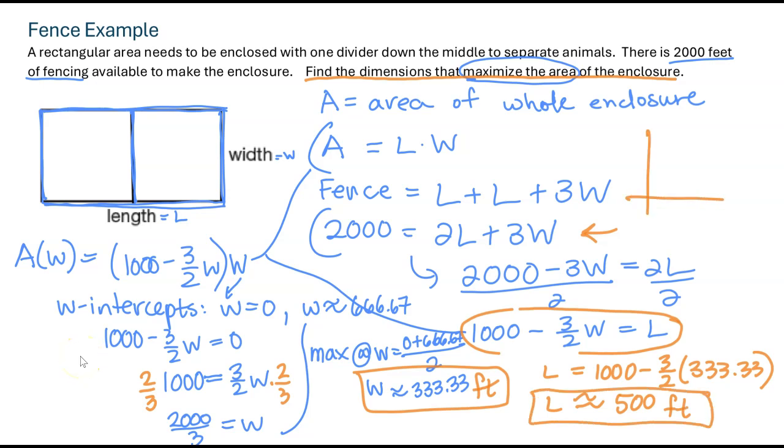Again, what we've done is we've said the graph crosses at 0 and it crosses at 2,000 over 3. So the maximum has to happen at half of 2,000 over 3, which is 1,000 over 3. And that's our 333 that we got. The question could also ask you to find the maximum area, and that's really just the y-coordinate. So you'd take that W and plug it back into your area formula instead of plugging back into the L formula. So just reread carefully. All right, thanks for watching.